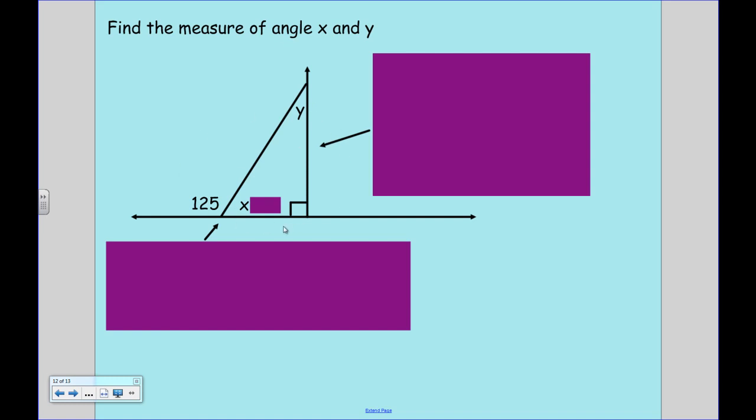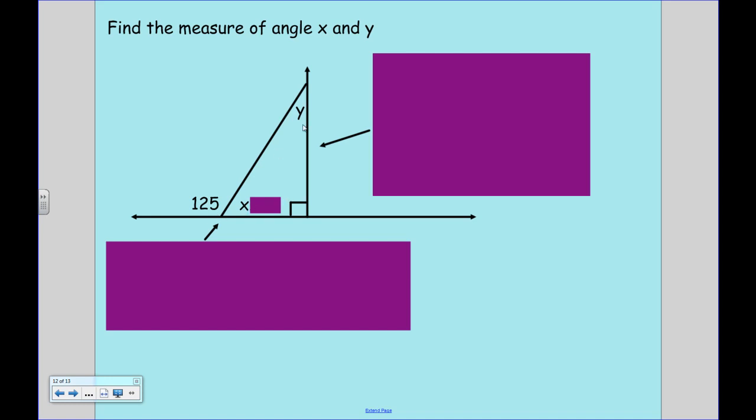So as I look at this diagram, I actually want to look at the diagram as a whole picture. So I see I have a straight line here, I see that I have a 90-degree angle here, and I see that I have this triangle. That all gives me information. I know that this angle here is 90 degrees. I know that this angle here is 125 degrees. All of that is information I can use to help me figure out what angle X and angle Y is.